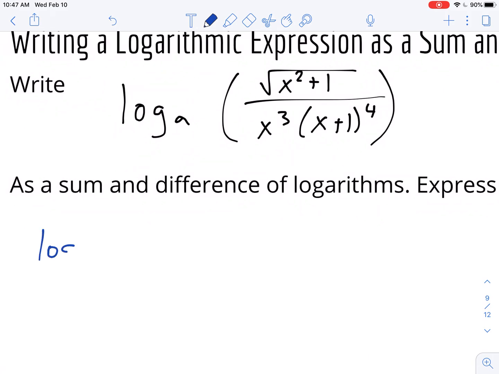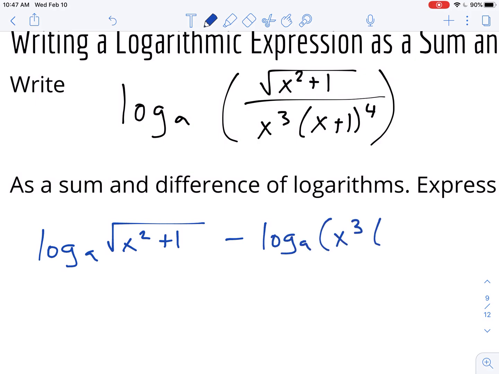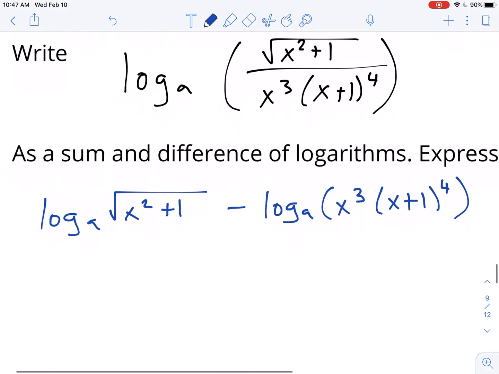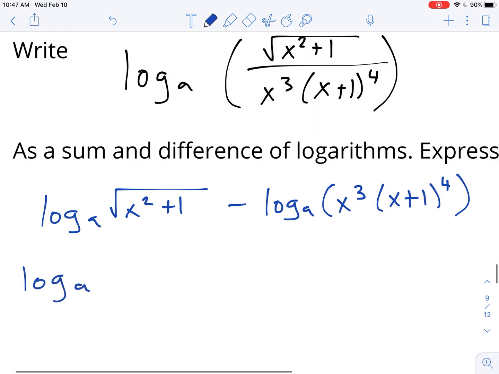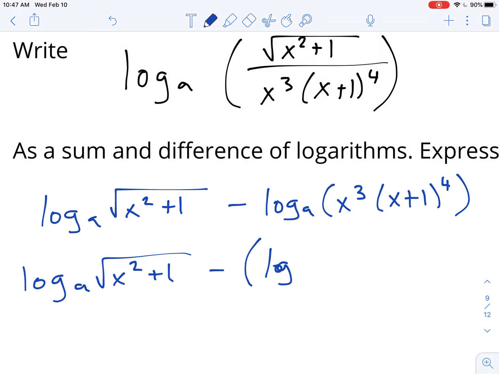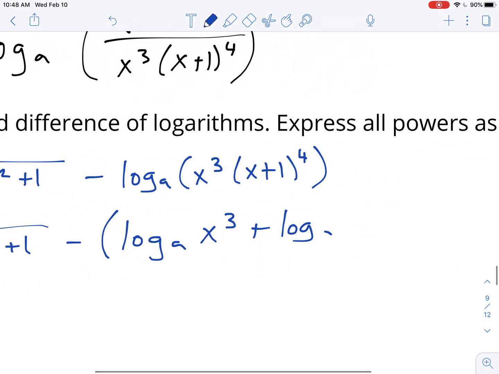I'm going to write the log base a of the square root of x squared plus 1 minus the log base a of x cubed times x plus 1 to the 4th. Now I'm going to write this out as the log base a of the square root of x squared plus 1 minus, and then I'm going to put everything in parentheses, the log base a of x cubed plus the log base a of x plus 1 to the 4th power.